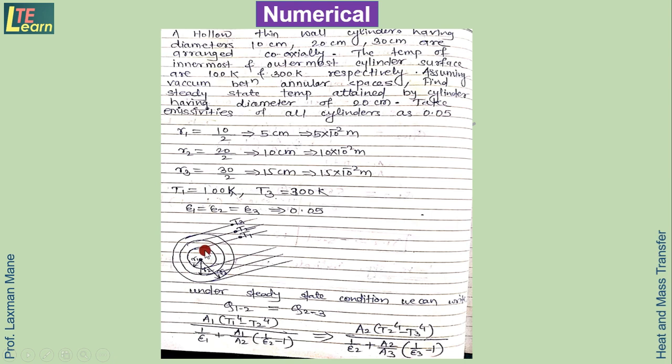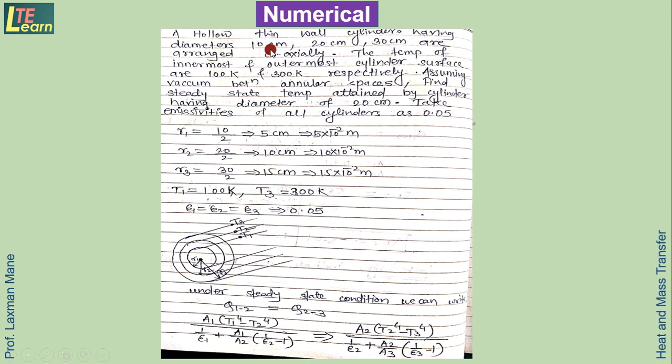Now, first of all, by the diagram, the inner surface of the cylinder has radius R1, the first cylinder outer radius is R2 and the second cylinder outer radius is R3. Innermost temperature is T1. Between these two cylinders, the surface temperature is T2 and the outermost surface temperature is T3.